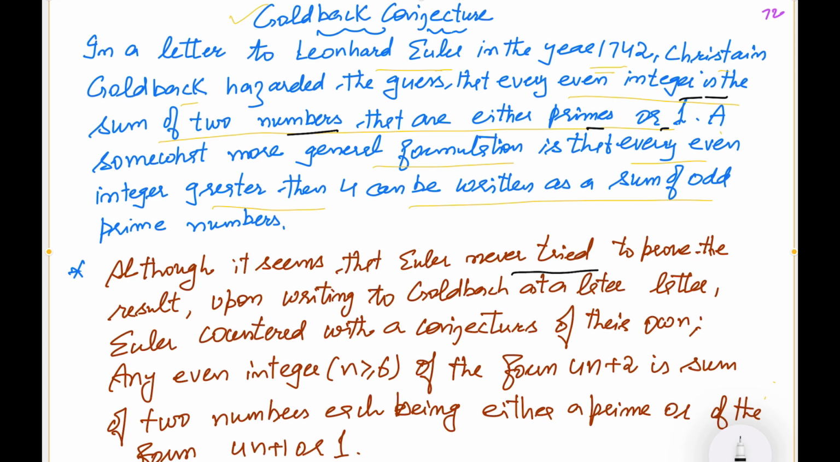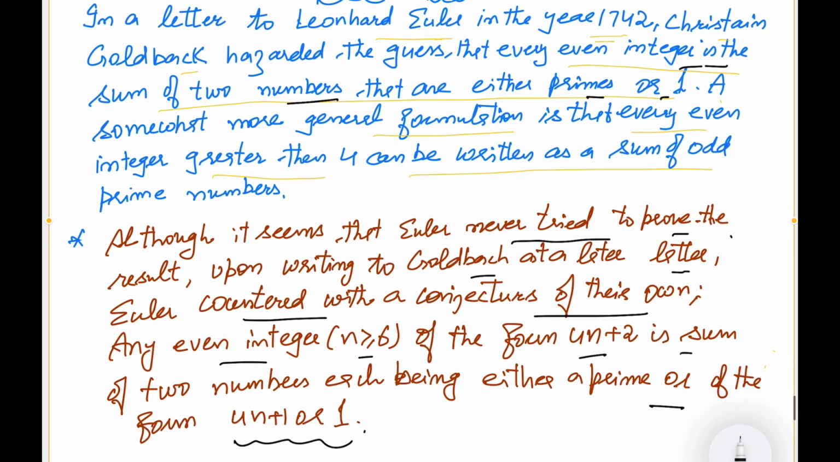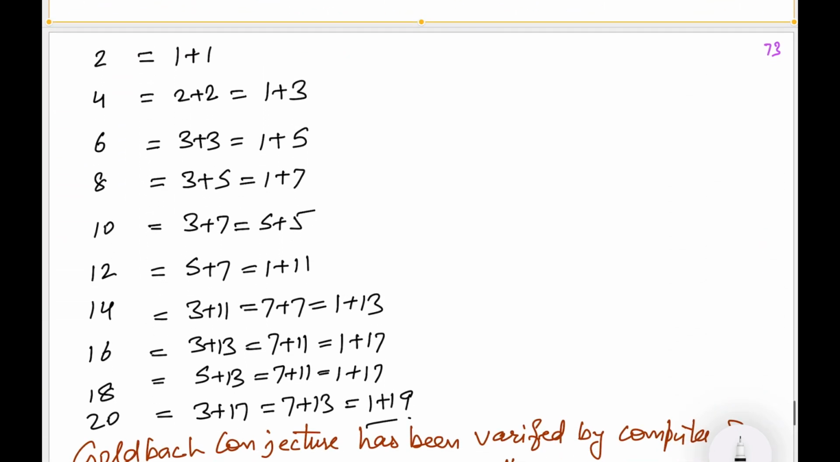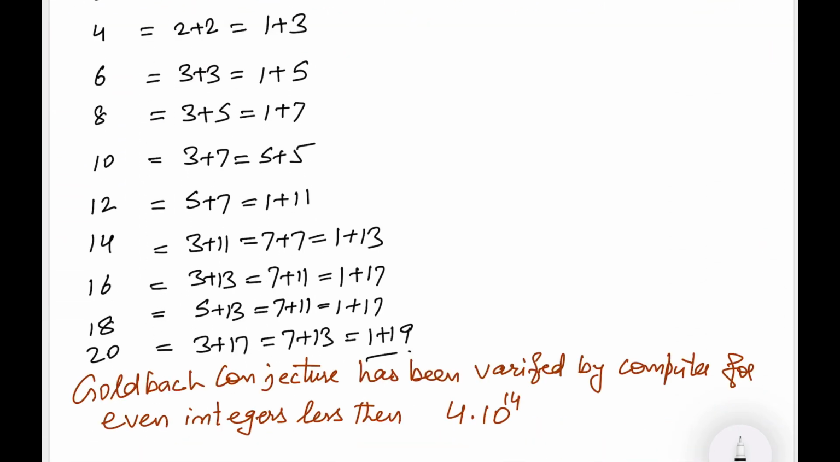Another interesting fact related to this is that Euler never tried to prove the result sent by Goldbach, and in his reply to Goldbach, Euler sent his own conjectures, which can be easily verified in this way. One more interesting fact about the Goldbach conjecture is that it has been verified by computer for even integers less than or equal to 4 times 10 raised to the power 14. It has been verified up to this number.